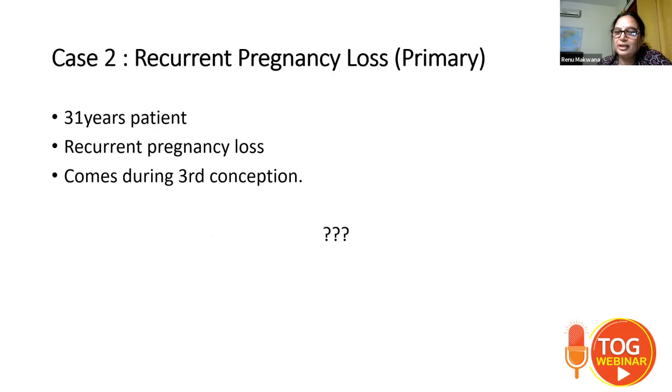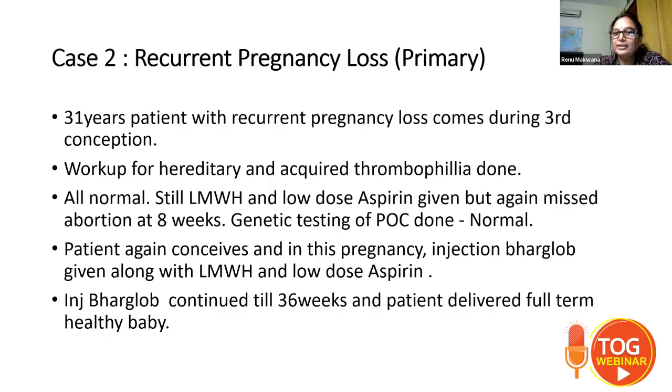I got her hereditary and acquired thrombophilia testing done. Everything was normal, and I supplemented with low dose aspirin, 150 milligram per day, along with Lonopin, that is LMWH. In the third pregnancy, in spite of that, no heartbeat in the 8th week. Otherwise normal. Karyotyping, microarray, everything was normal. So now what to do? Her AMH was normal, BMI was normal, she was euthyroid, no diabetes, every possible test was done.